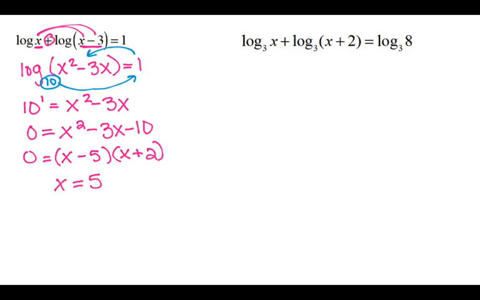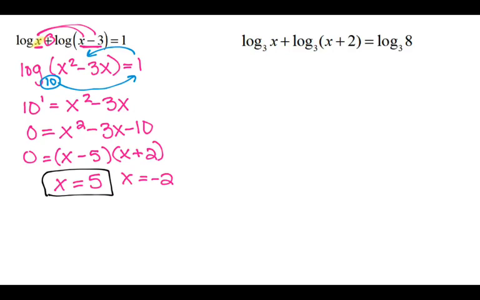So I have x equals 5 for the first one, and x equals -2 for the second one. And again, inside your logarithm cannot be negative, which means that -2 does not work. So my only answer is x equals 5.